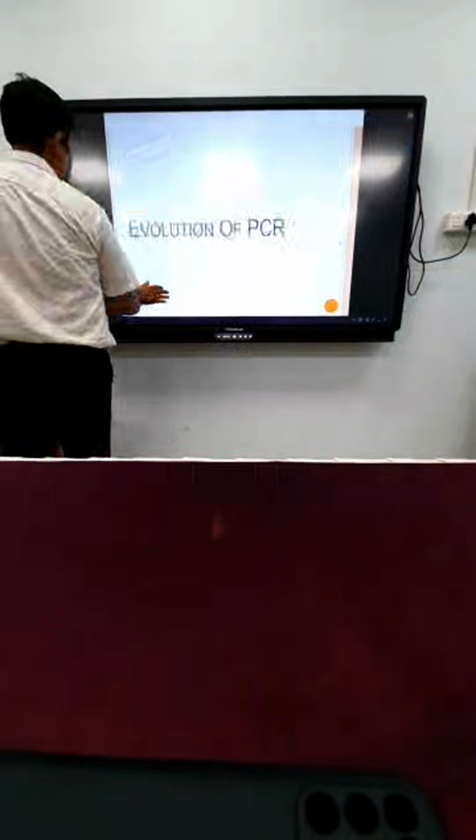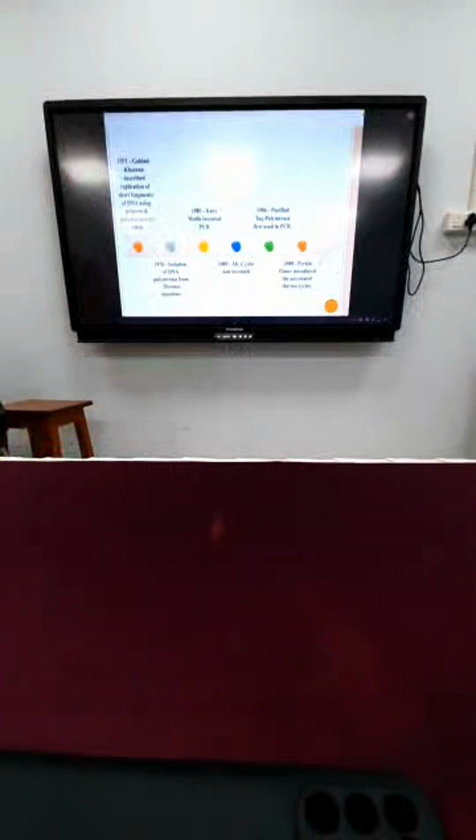The evolution of PCR. First, how the PCR method was developed. The first was Har Gobind Khorana, who in the year 1971 described the replication of short segments of DNA with primer and polymerase in vitro. Good, I think you know Har Gobind Khorana. Who is Har Gobind Khorana?